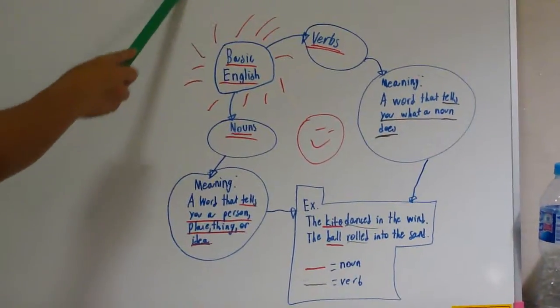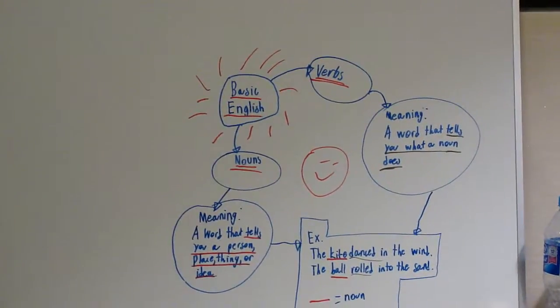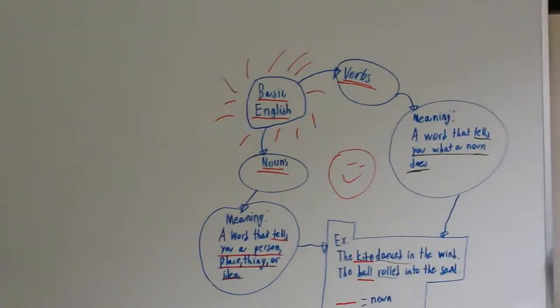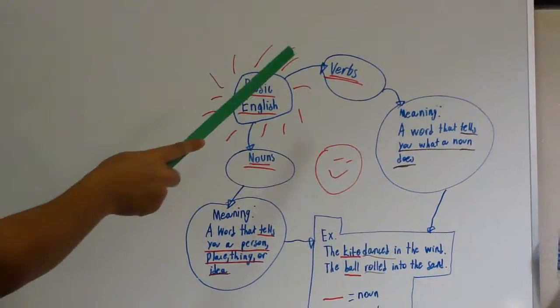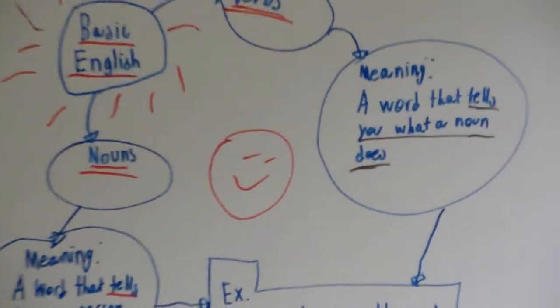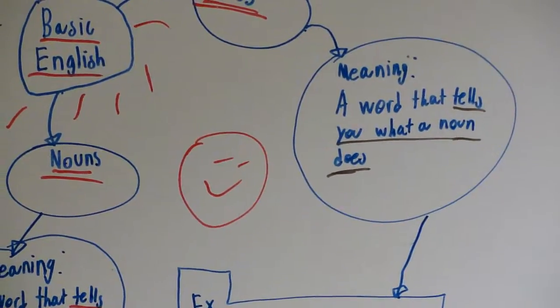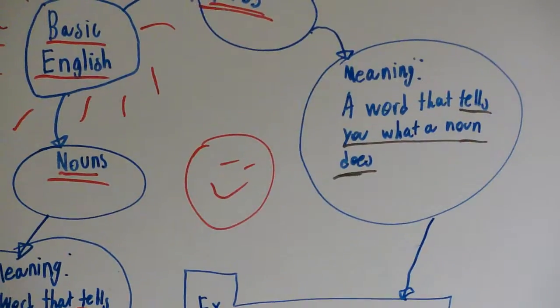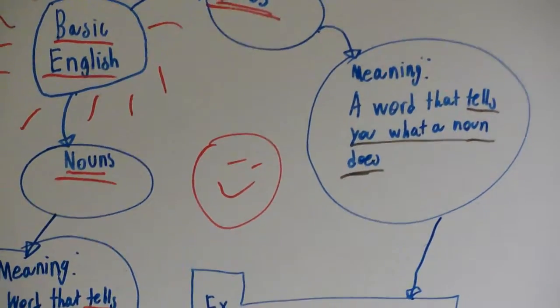So now let's go to verbs. The meaning of verbs is a word that tells you what a noun does. So the keywords there are it tells you what a noun does.